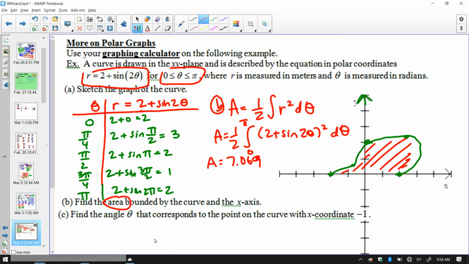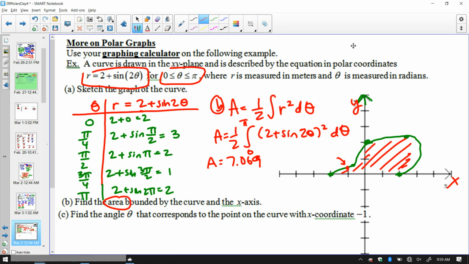Let's look at letter C. Letter C is a little bit tougher. Letter C says find the angle that corresponds to the point on the curve with x-coordinate equal to -1. So what it's saying is, remember, this really is an xy plane. I know you guys think it's like a theta r and all that kind of stuff, but the theta r is embedded on top of this. And what you want to know is, here's your curve. Where does the curve hit x equals -1? Well, where is x equals -1? Right here, right? So they're just saying, what angle is this point right here? Well, it's the angle when x equals -1.